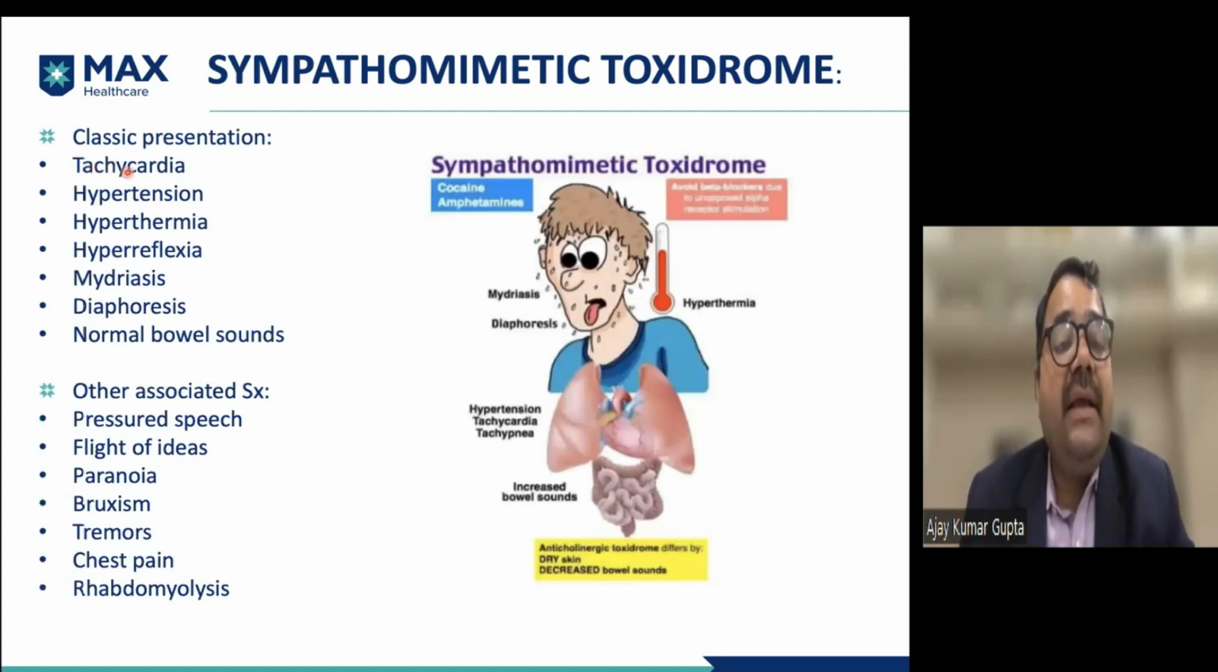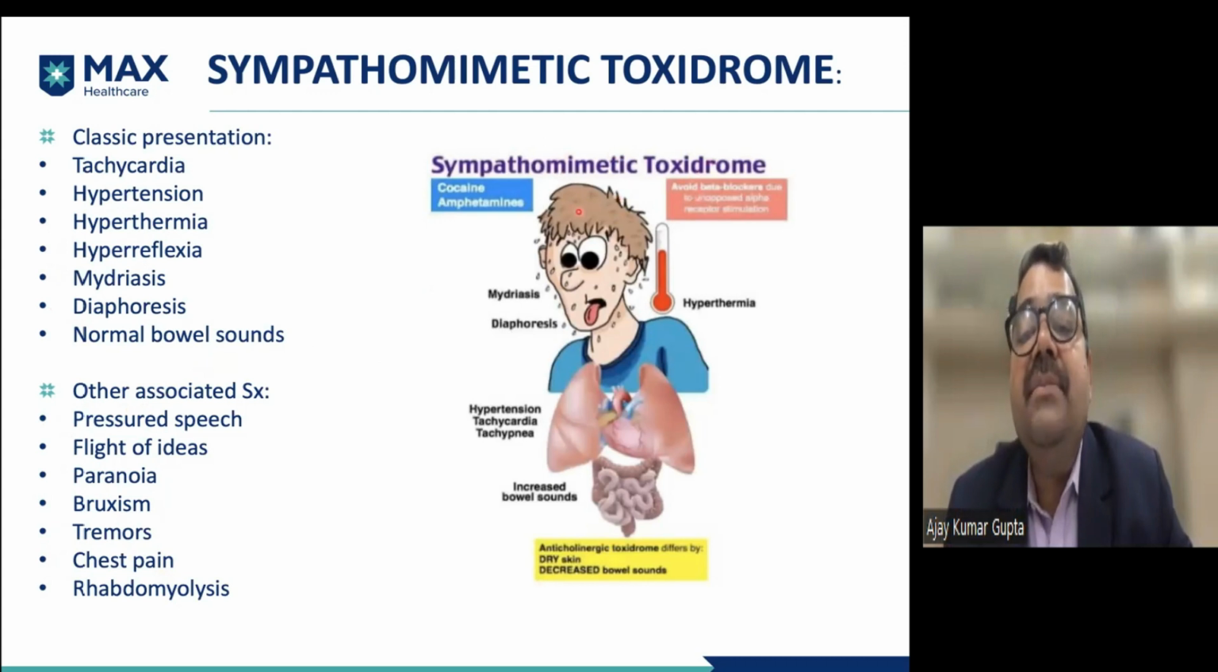So this is the typical sympathomimetic toxidrome. Means you can have a tachycardia, hypertension, hyperthermia, hyperreflexia, mydriasis, diaphoresis, but with the normal bowel sounds. And other associated symptoms may be pressured speech, the flight of ideas, paranoia, bruxism, tremors, chest pain, and rhabdomyolysis. So this is the sympathomimetic toxidrome. We see the cocaine and amphetamines. You can see the mydriasis, the diaphoresis, hypertension, tachycardia, tachypnea. Then there is the increased bowel sounds and hyperthermia also.